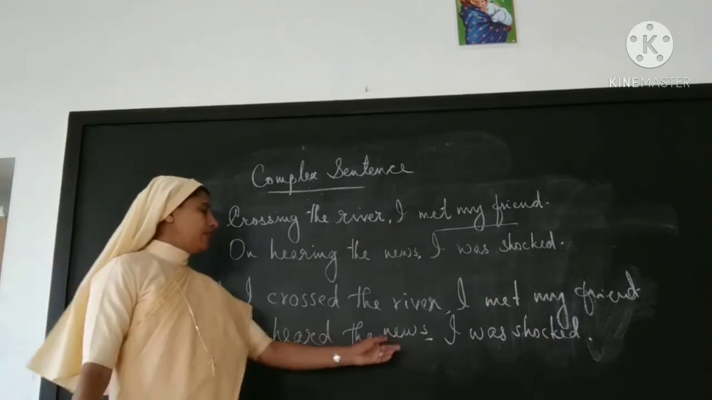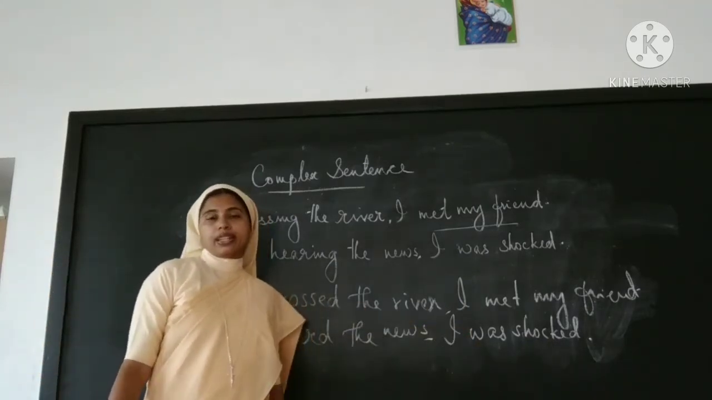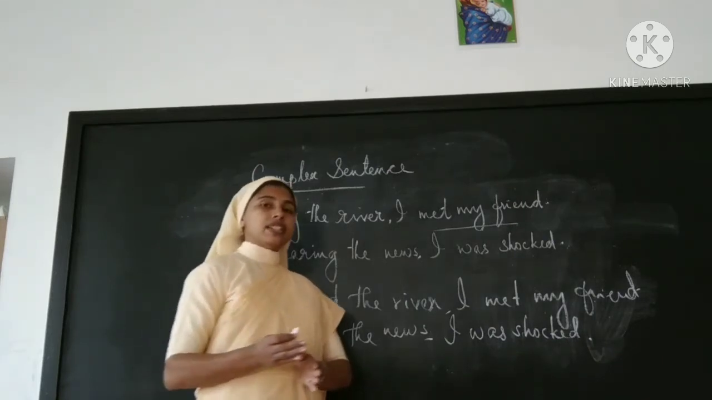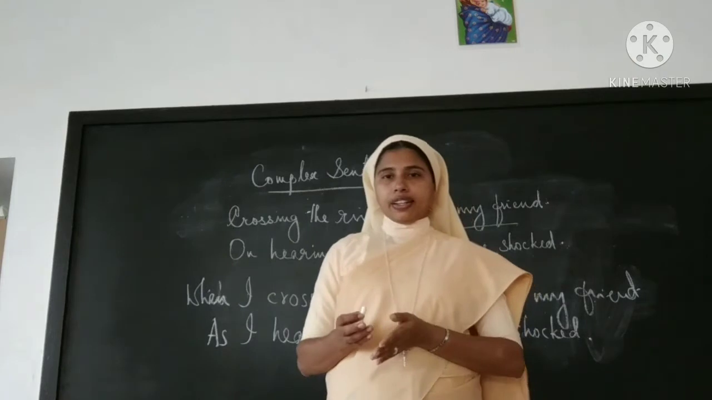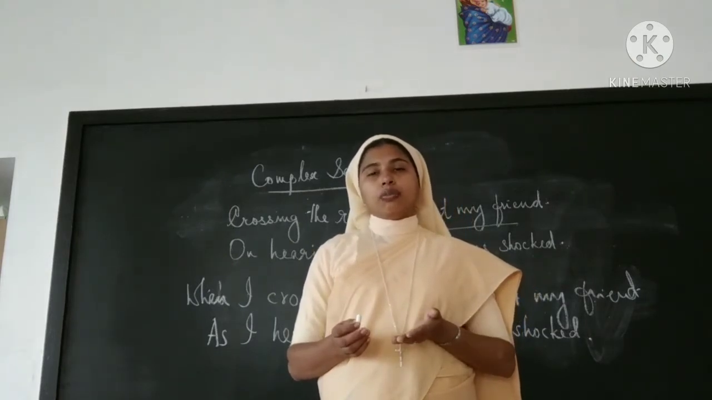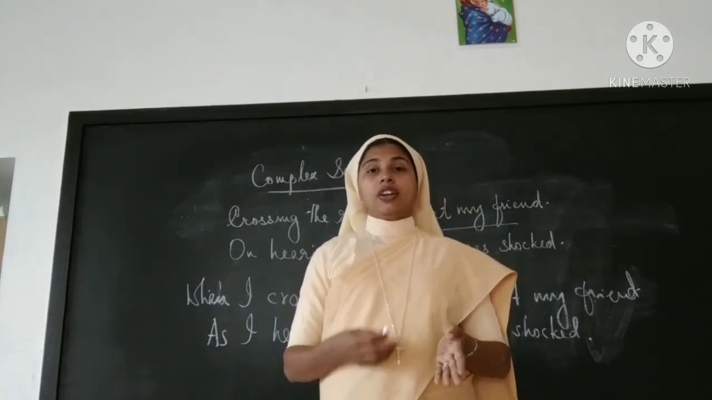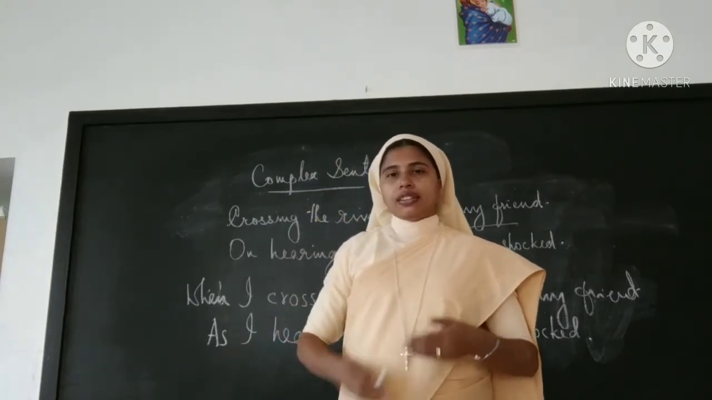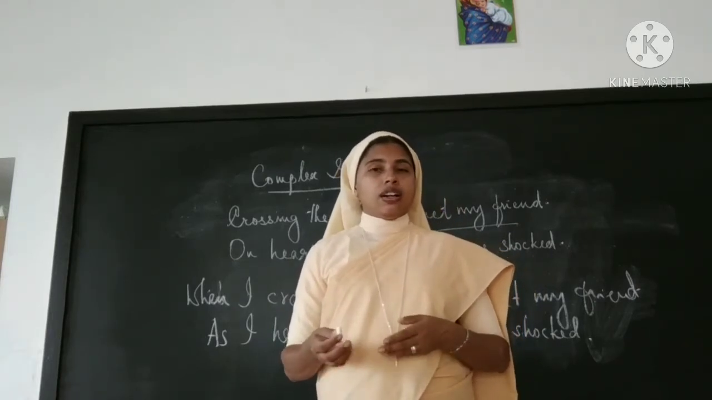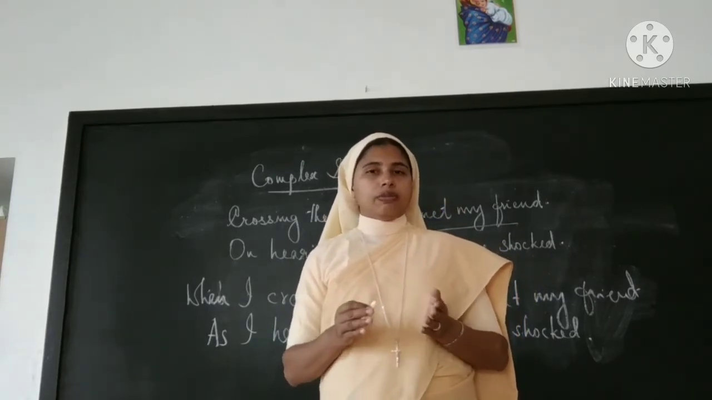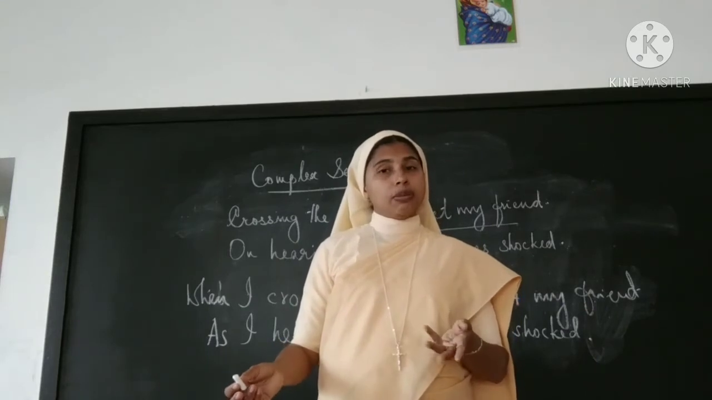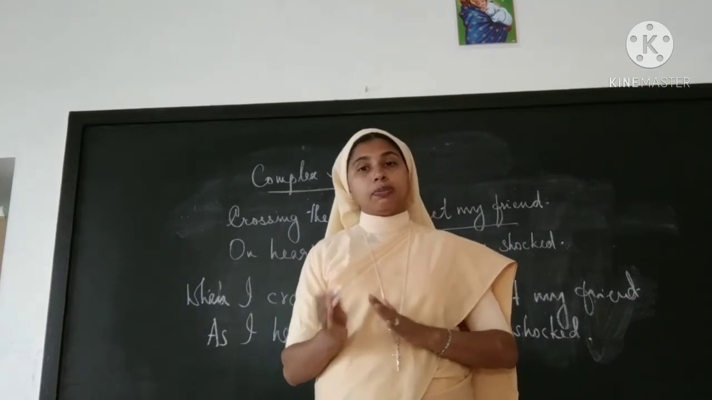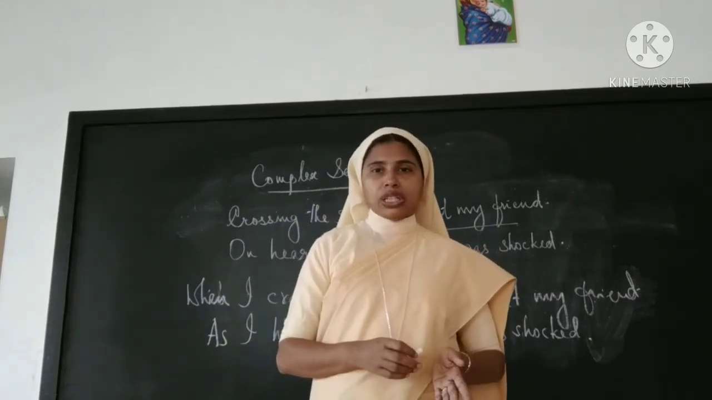So, as I heard the news, I was shocked. Okay. Did you understand what is a complex sentence? A complex sentence is a sentence which has more than one clause, and one clause must be a subordinate clause. There must be a main clause and also a subordinate clause. More than one subordinate clause can be there, more than one main clause can be there, but this is compulsory: that there must be one main clause and one subordinate clause.